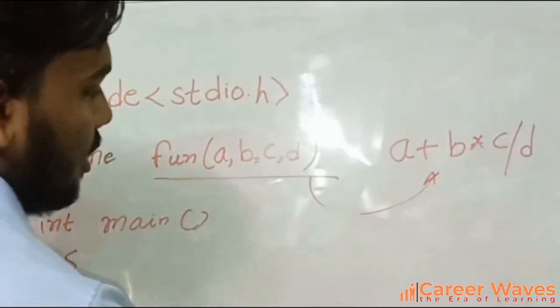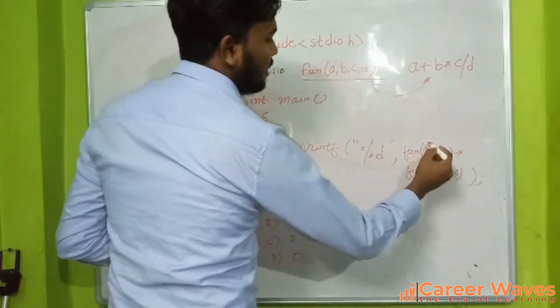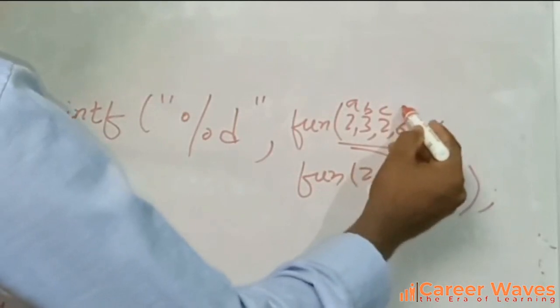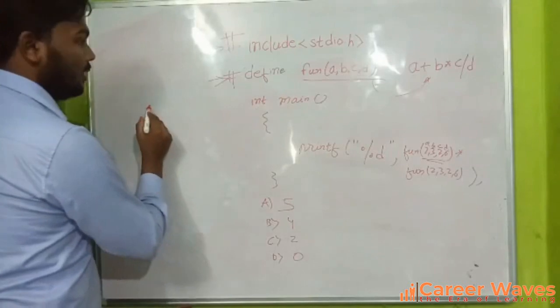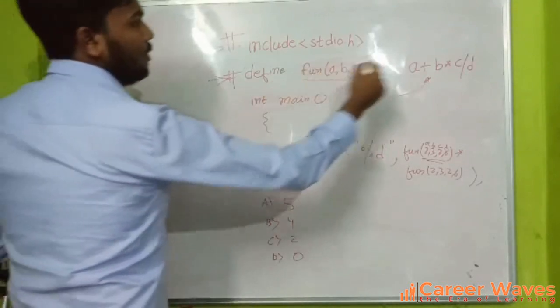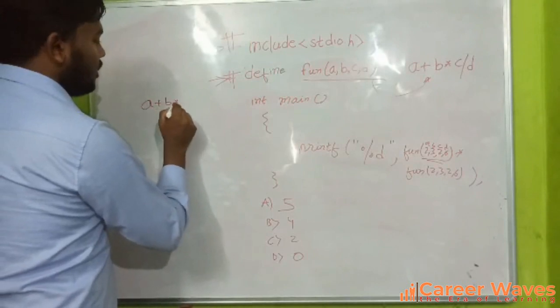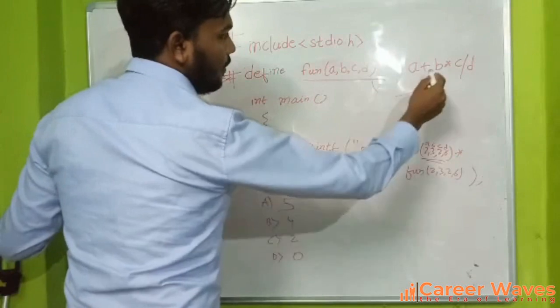So the function is this, with values 2, 3, 2, 6. So the values will be passed: for A it will be 2, for B it will be 3, for C it will be 2, and for D it will be 6. So let us see how it will look. This will be replaced with this, that is A plus B into C by D. And so this will be replaced with this.